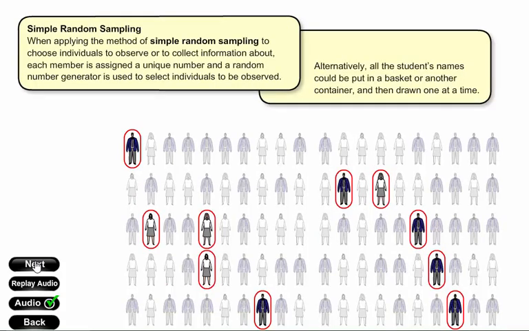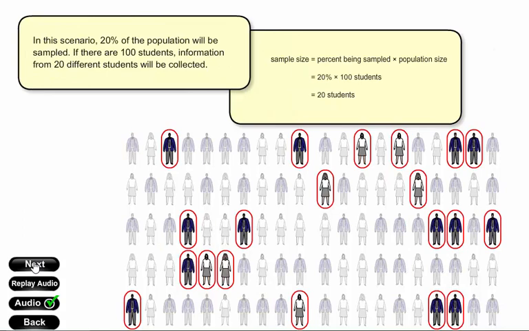Simple random sampling. When applying the method of simple random sampling to choose individuals to observe or to collect information about, each member is assigned a unique number and a random number generator is used to select individuals to be observed. Alternatively, all the students' names could be put in a basket or another container and then drawn one at a time. In this scenario, 20% of the population will be sampled. If there are 100 students, information from 20 different students will be collected.